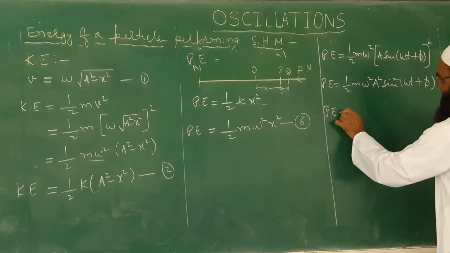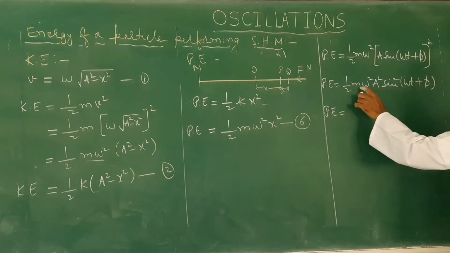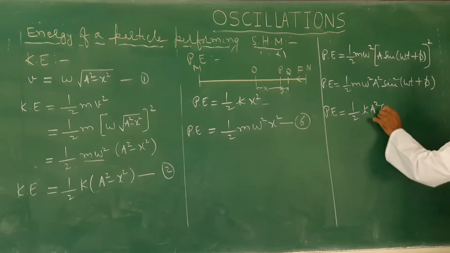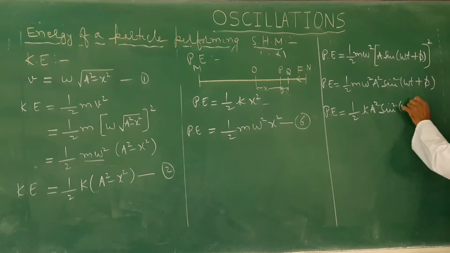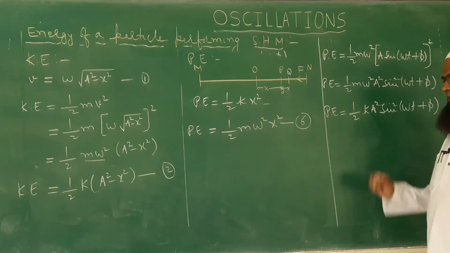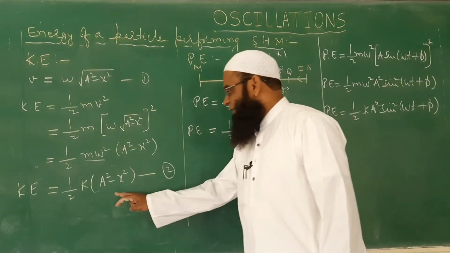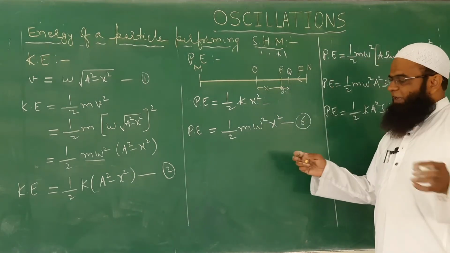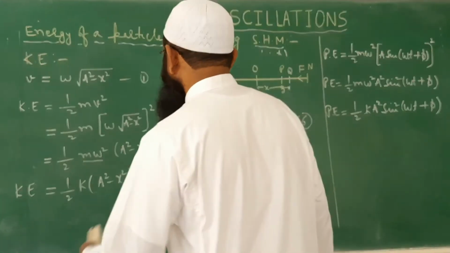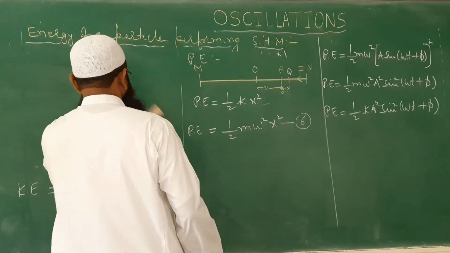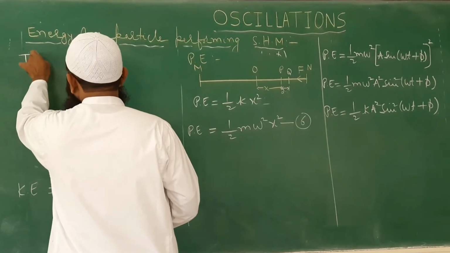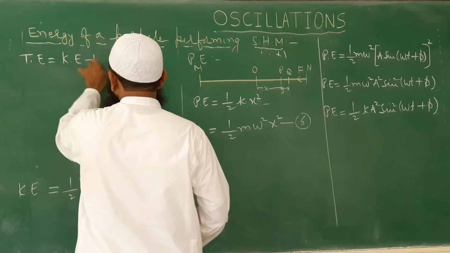Or in place of m omega square, we can write k: half k a square sin square(omega t plus phi). So this is also an expression for potential energy at time t. Now we have got kinetic energy and potential energy. If we add these two, we get the total energy of the particle. Total energy is equal to kinetic energy plus potential energy.